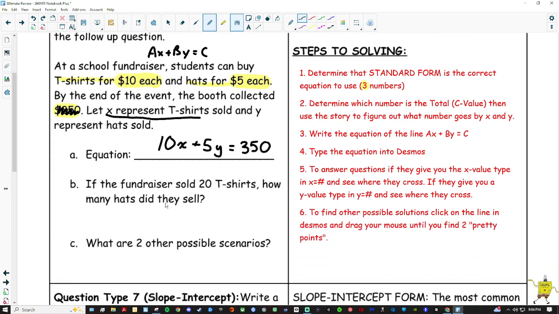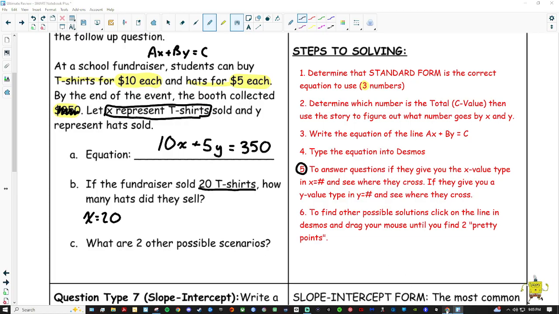Now we need to answer two questions. The first question: if the fundraiser sold 20 t-shirts, how many hats did they sell? So this is number 5 over here. To answer questions, if they give you an x value, type in x equals into Desmos. If they give you a y value, we're going to type in y equals. So here it told us we sold 20 t-shirts. T-shirts is our x value. So in Desmos, I'm going to type in x equals 20.